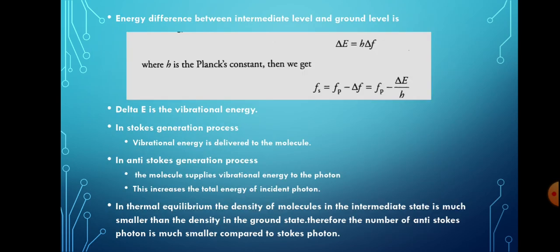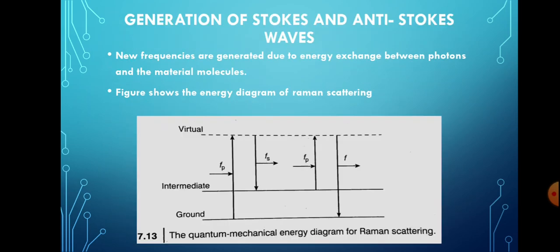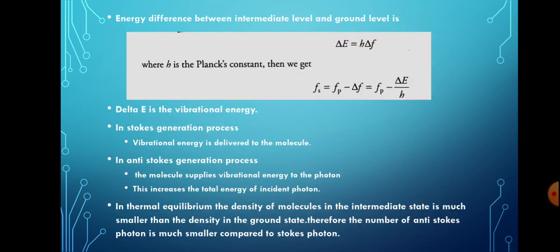Let us see an equation. The energy difference between the intermediate level and the ground level is delta E. So in terms of Planck's constant, we can write delta E is equal to h into delta f, where h is Planck's constant. And we know the Stokes frequency.